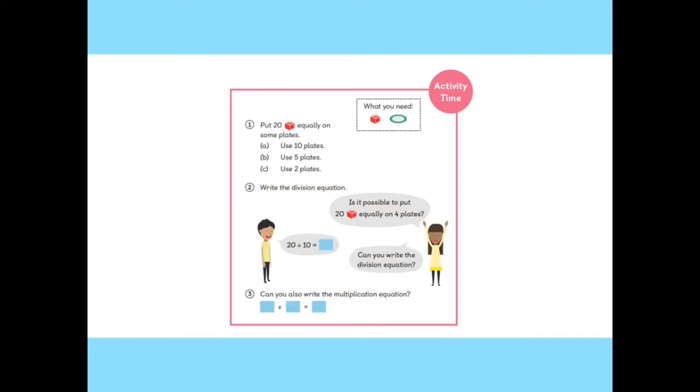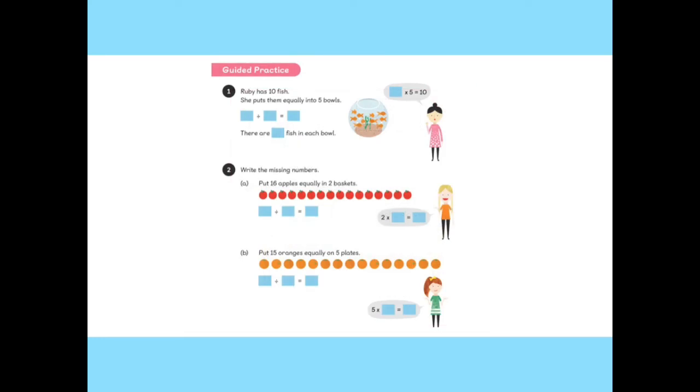It's activity time again, so you can use your 20 counters or drawings, it's up to you. Can you place the 20 counters and share them between 10 plates, 5 plates and 2 plates? What would the division number sentence look like for these problems? And is it possible to share 20 equally onto 4 plates? Would you be able to check your answers using the multiplication, the inverse of division? If you'd like to continue practicing sharing, here are some more questions for you to have a go at. It's also encouraging you to use multiplication to check your answers.